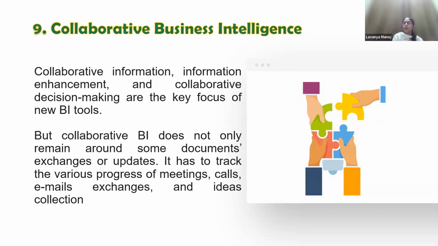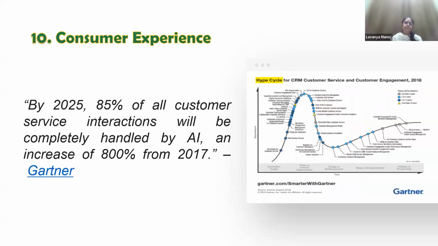Whether it is between top management and middle management, or between top management and worker management, or between middle and worker level, or between all the three parties, whatever it is, the communication has to go on. They all have to be kept informed then and there. There should be no break in the communication process. They have to be in touch with each other, at least till the process ends. That is collaborative business intelligence.